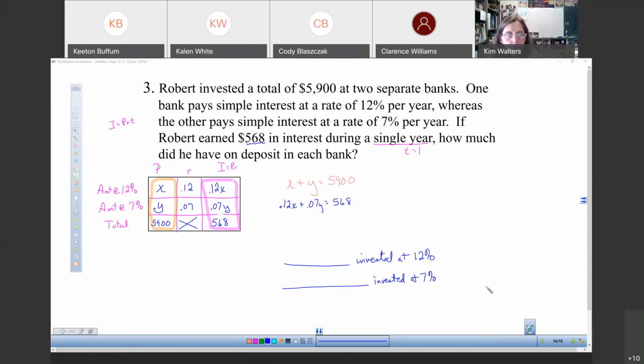Hello, first answer. Yes, it should be big numbers. I think they're big numbers. They shouldn't be bigger. Your answer should not be larger than 5,900 because the total of the two amounts has to be 5,900. But you should have pretty good sized numbers here.